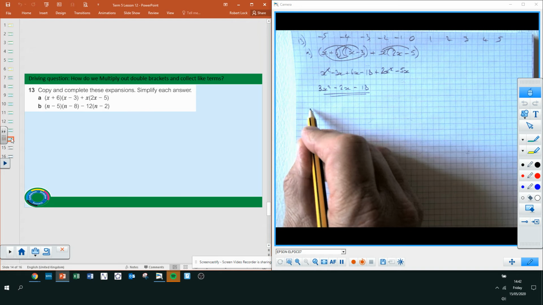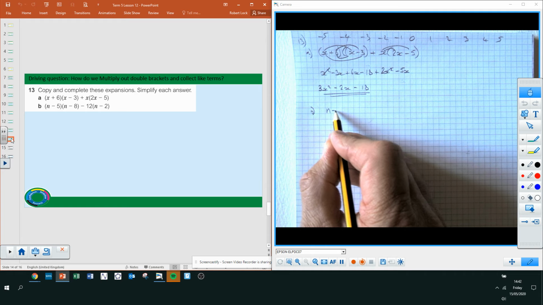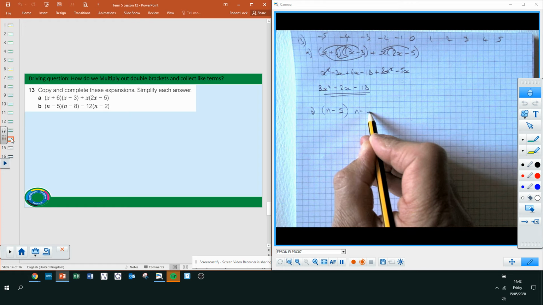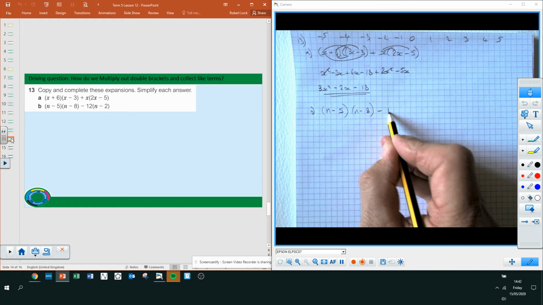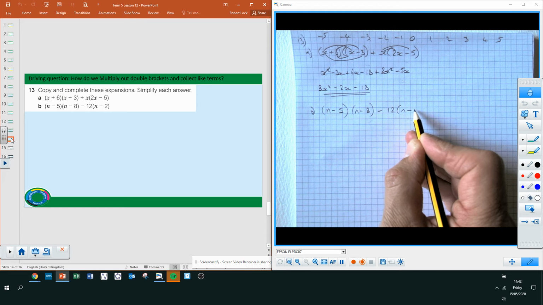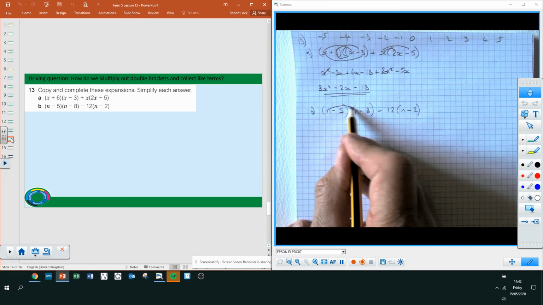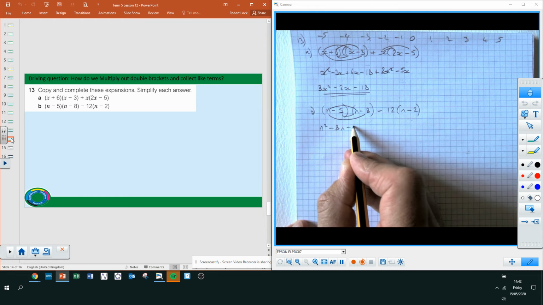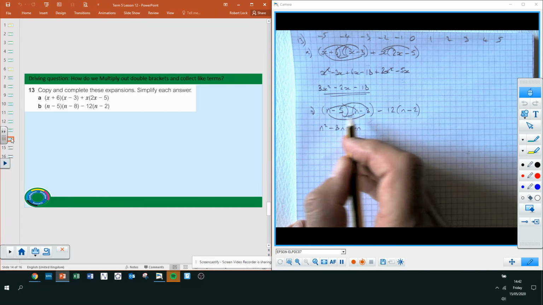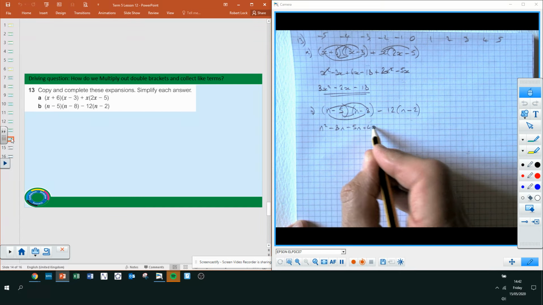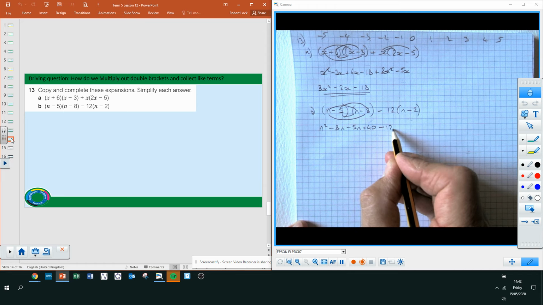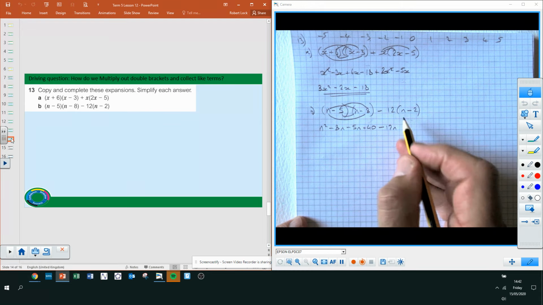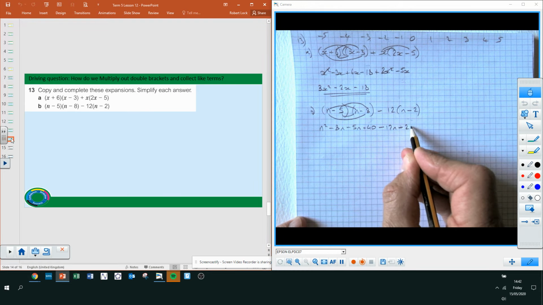B. n minus 5, n minus 8, minus 12 bracket n minus 2. So multiply that bracket. n squared minus 8n minus 5n, minus and minus makes a positive plus 40. Minus 12 times n, 12n, and 12 times 2, 24, are negatives, and a negative times a negative is a positive 24.